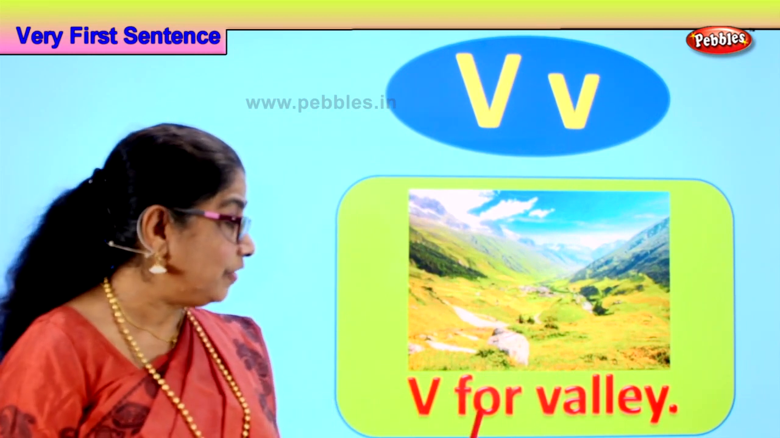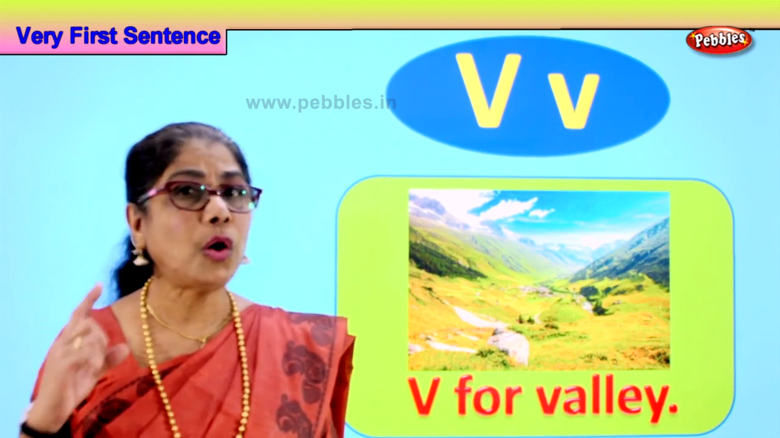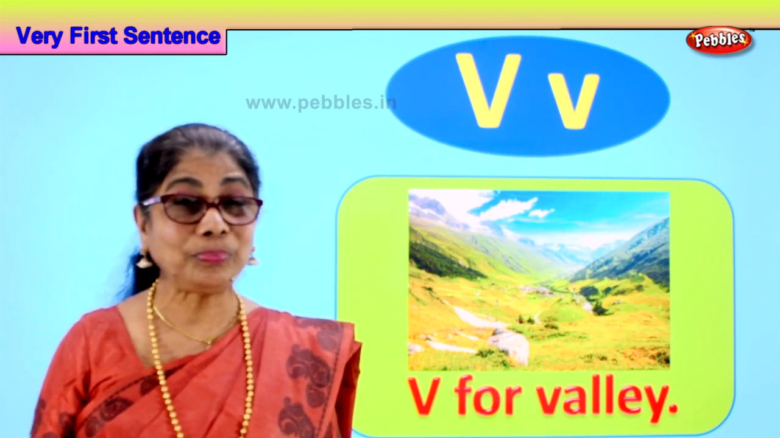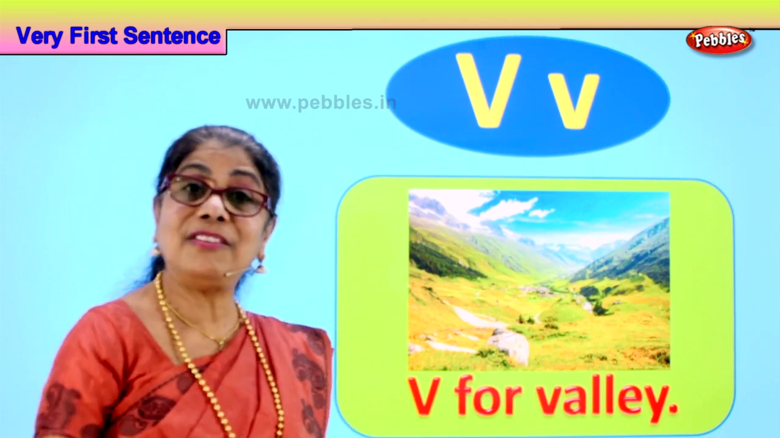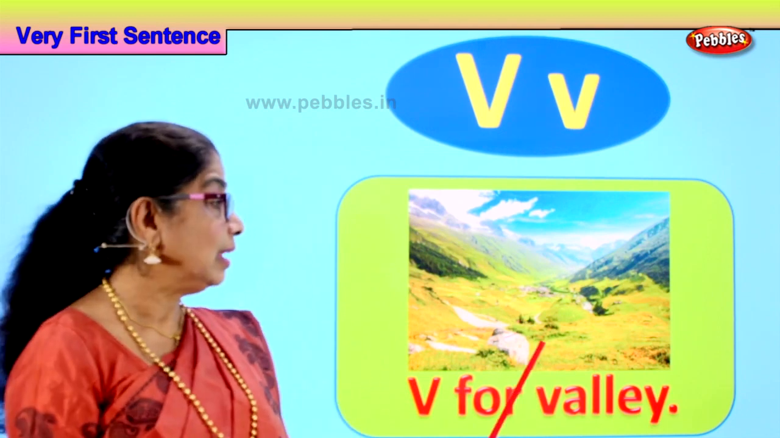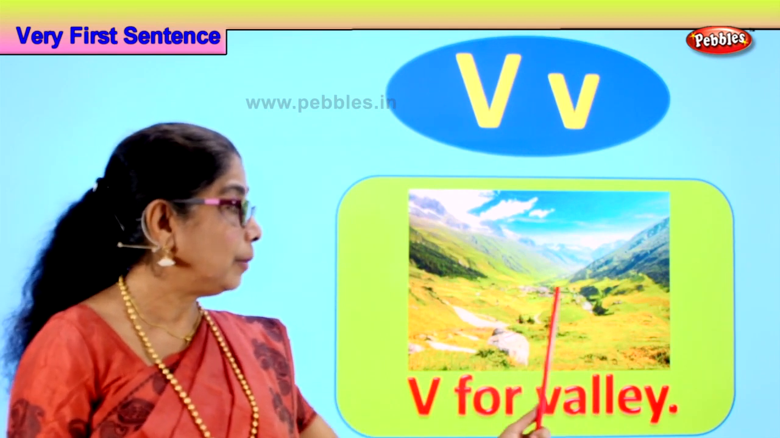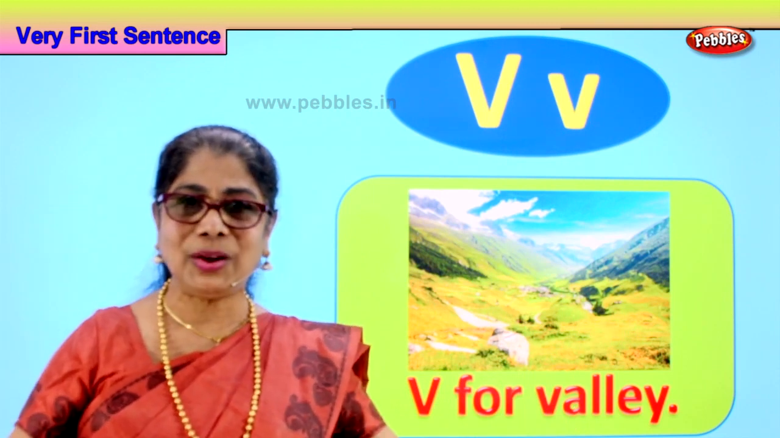Let's read. V for valley. The sound of V is V. How do we remember? With the song. Shall we take the song? Vicky has a van. And he drives it round the village. Okay? The van goes round the village here. Here is the number of houses, number of families living in a village. Shall we sing the song?